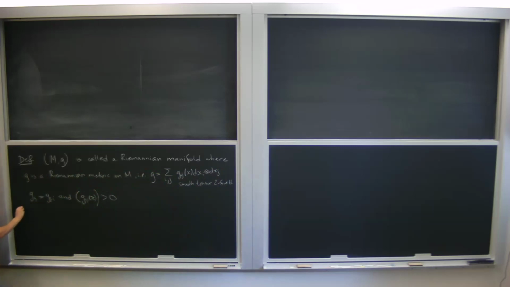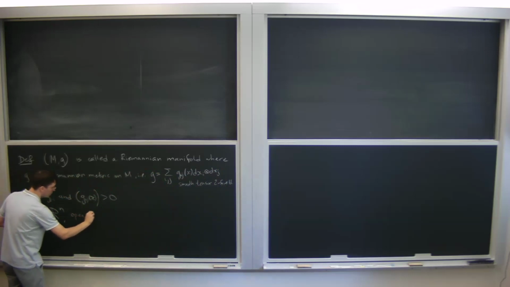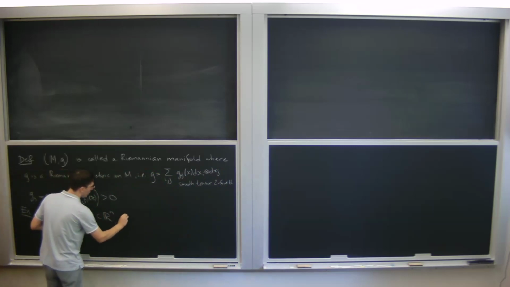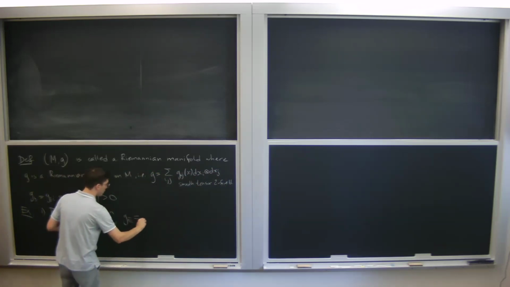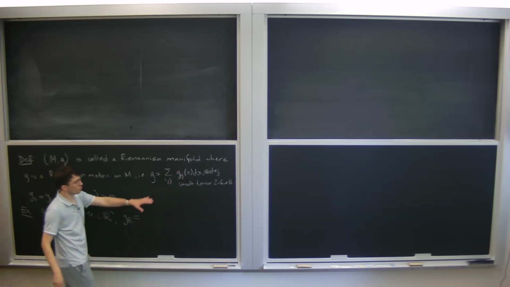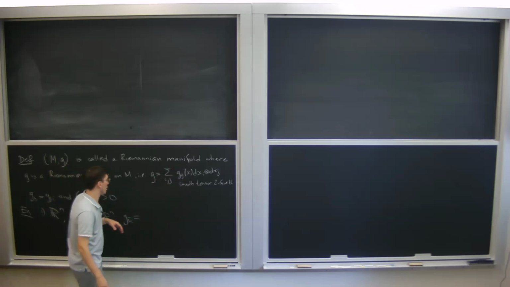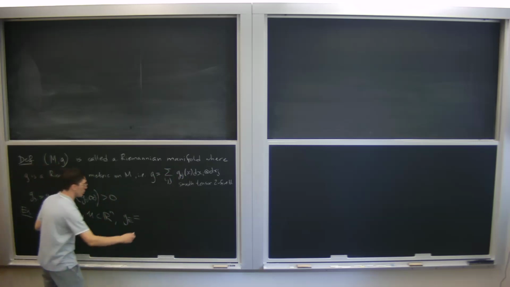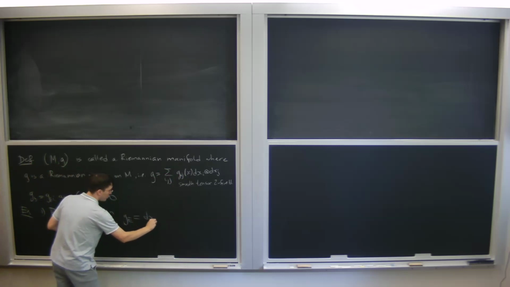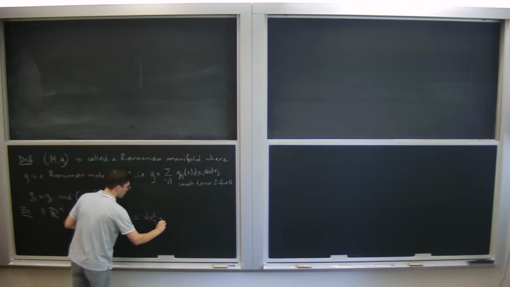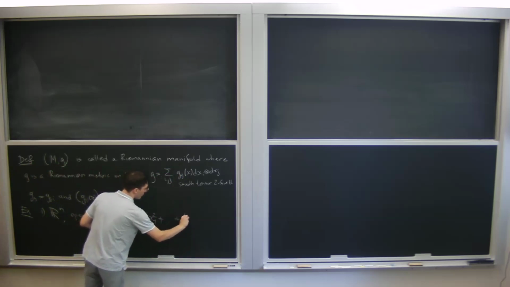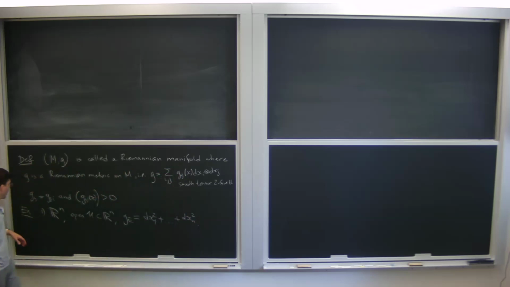We discussed some examples, and one can take R^n, or in fact any open U in R^n, and equip it with the standard Euclidean metric, which I denote by g_E. This matrix is the identity at every point, so in this sense my metric looks like dx_1 squared plus and so on, plus dx_n squared. And we started discussing another example.